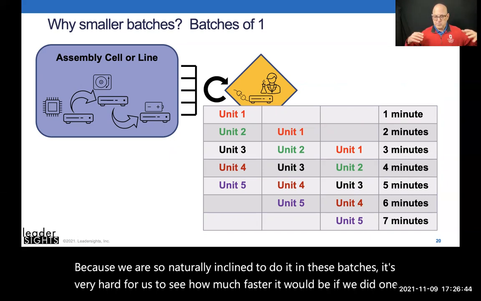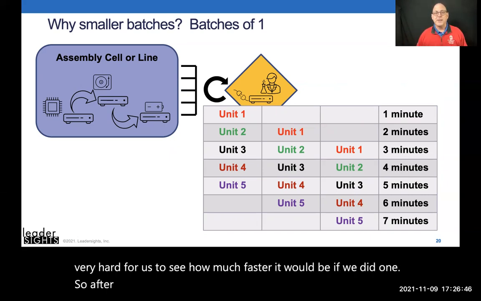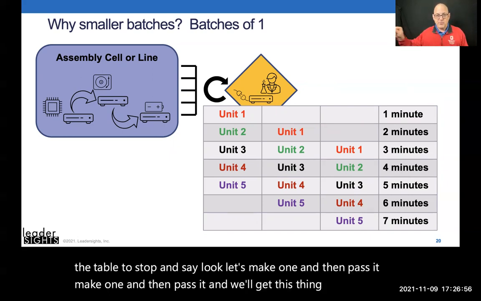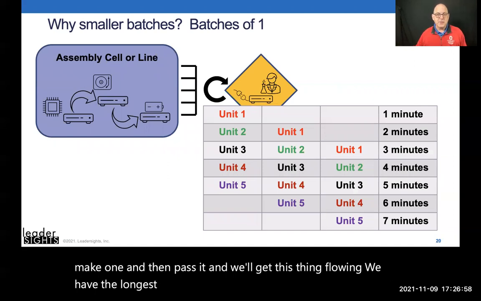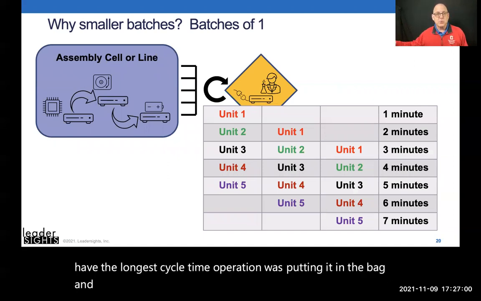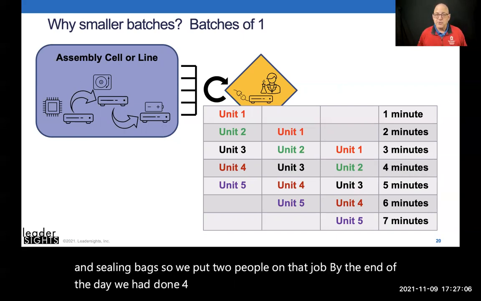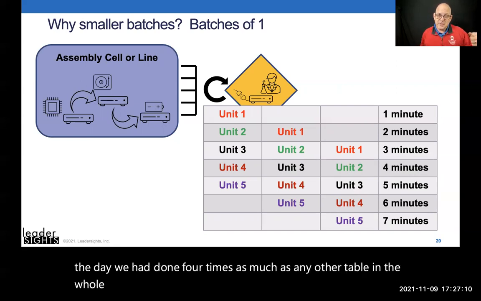So after being obnoxious, because I had to be obnoxious to get the table to stop and say, look, let's make one and then pass it. Make one and then pass it, and we'll get this thing flowing. The longest cycle time operation was putting it in the bag and sealing the bag, so we put 2 people on that job. By the end of the day, we had done 4 times as much as any other table in the whole room. So sometimes you have to assert yourself to make sure people are doing it this way.